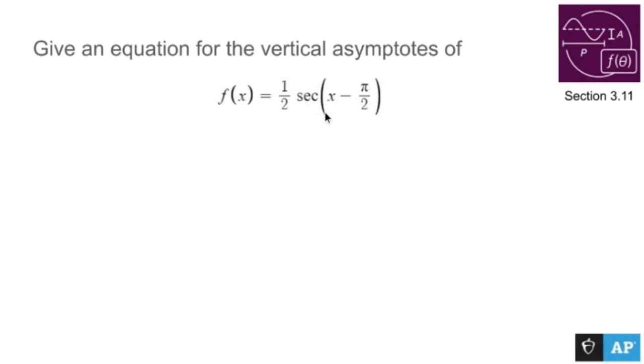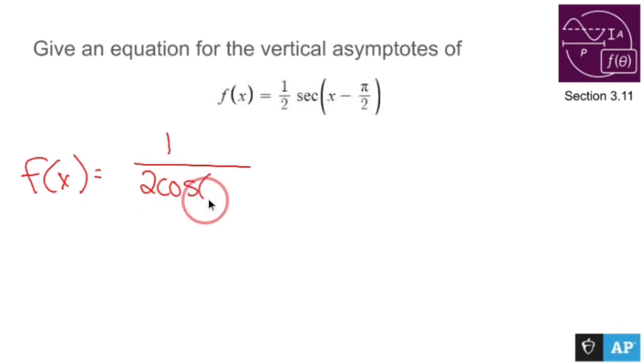Now, I know what secant is. Secant is the same exact thing, and I can rewrite this. Secant is the exact same thing as, in this case, 1 over 2 cosine of (x minus pi over 2). So I care about when the denominator is equal to 0. When a denominator is equal to 0, that gives me the vertical asymptotes. So I'm going to take this equation here in red, and I'm going to solve it for x.